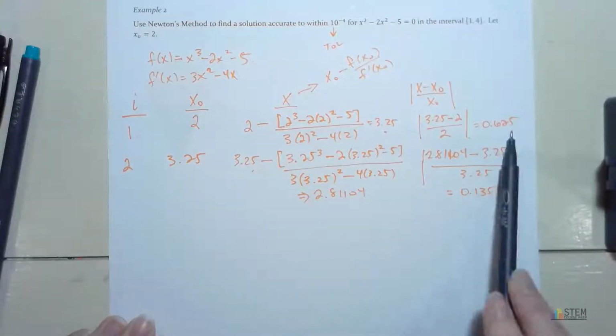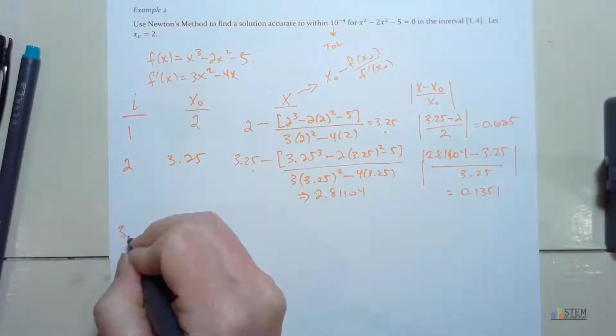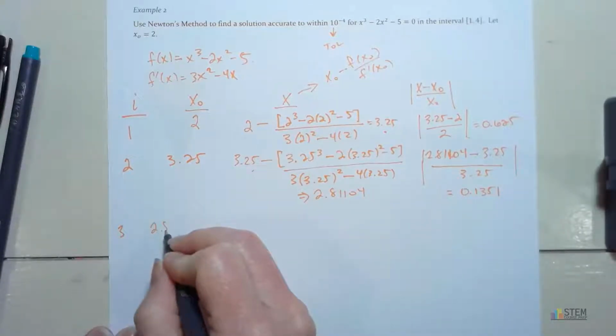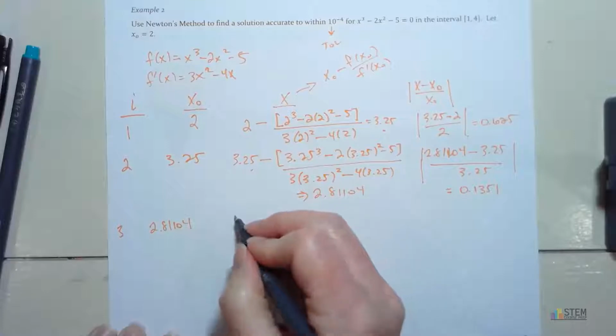Now this one is better than this one, but it still doesn't meet our requirement. So we're going to have to go again. Let's put i equal to 3. And now we're just going to take this value and it's going to become x0. Now we've got that, and basically you just repeat that process.